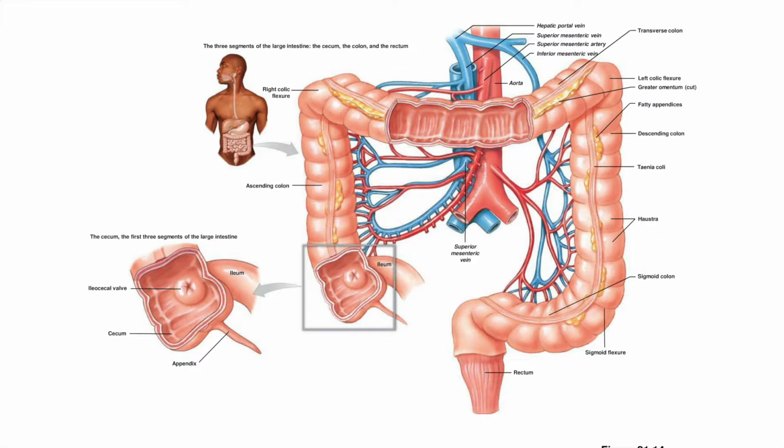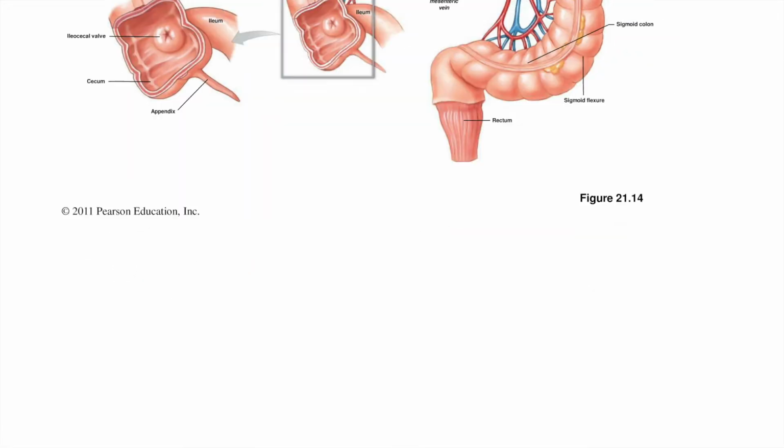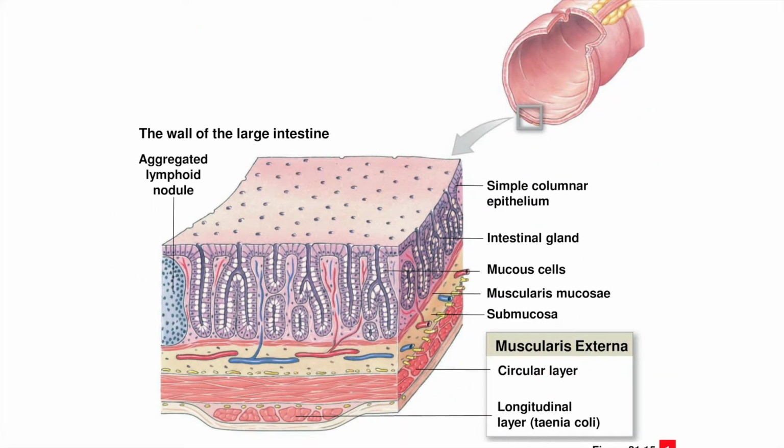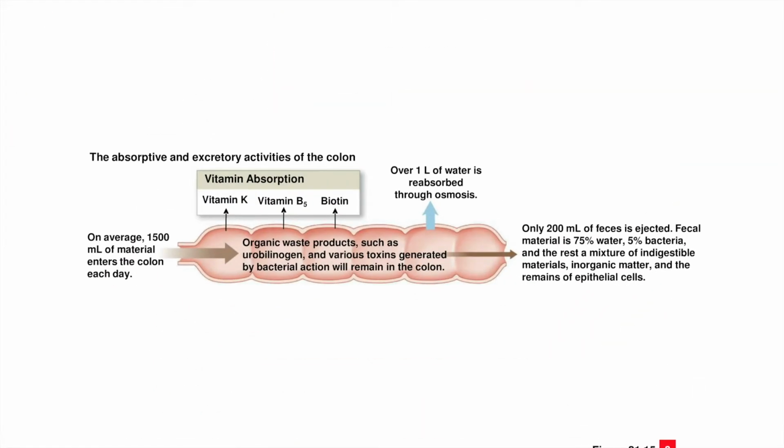But also these bacteria, they make some of the B vitamins and vitamin K. And so water and some vitamins are absorbed in the large intestine. This shows about 1 liter of water a day is absorbed through the small intestine.